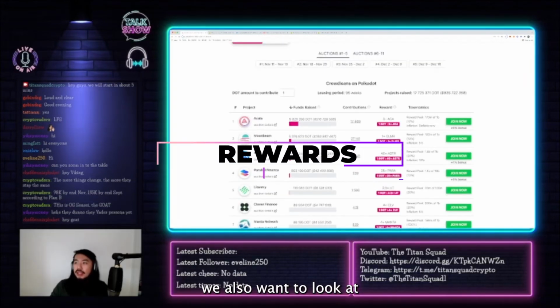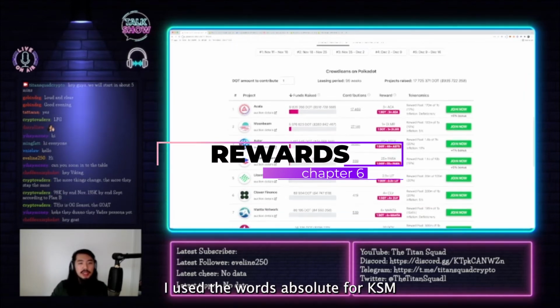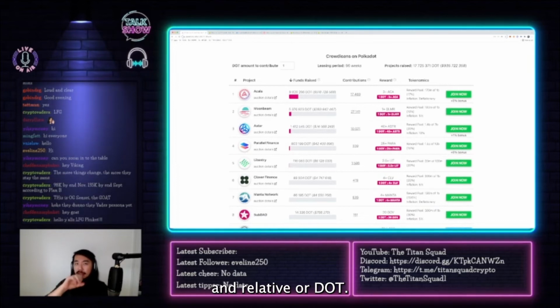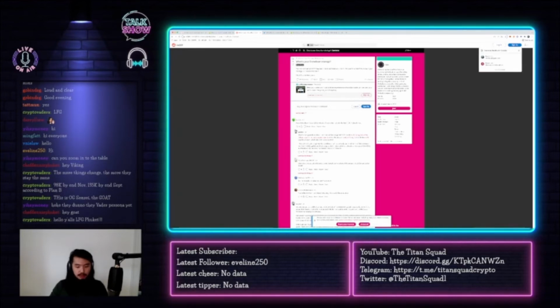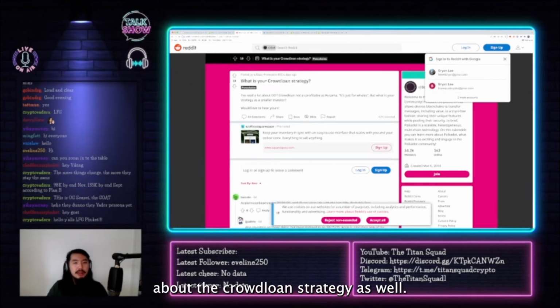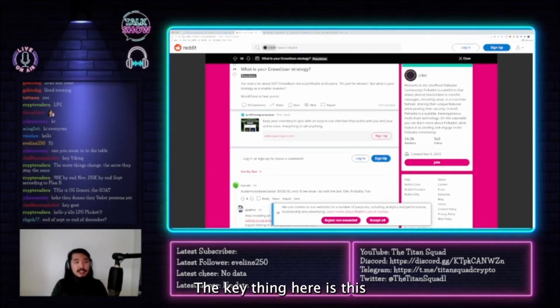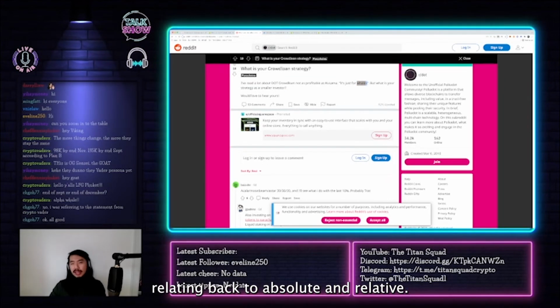The other thing is we also want to look at what's in it for us, or what the rewards are that are available. And I think I used the words absolute for KSM and relative for DOT, right? That's simply because I've been looking into a lot of these things, and of course there are many discussions about the crowdloan strategy as well, but the key thing here is this: just look for whale and you will realize that there's a lot of talk going around the DOT crowdloan being not as profitable as Kusama, and it's just for whales, relating back to absolute and relative.